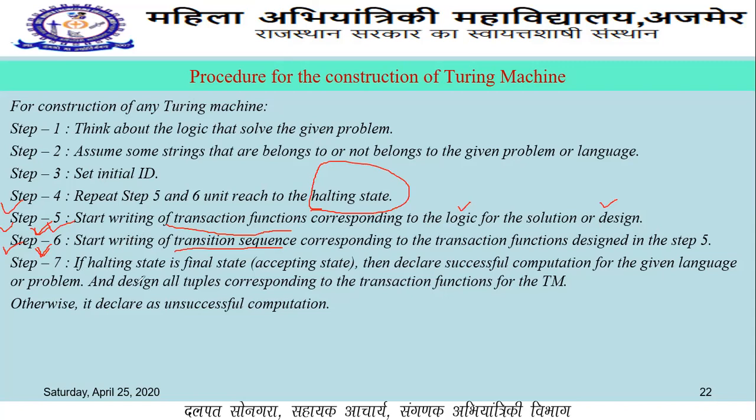Next, whenever the halting state is reached, and the halting state is a final state, or we can say an accepting state, then we declare the computation is successful, and we design all tuples corresponding to the transition function for a Turing machine.